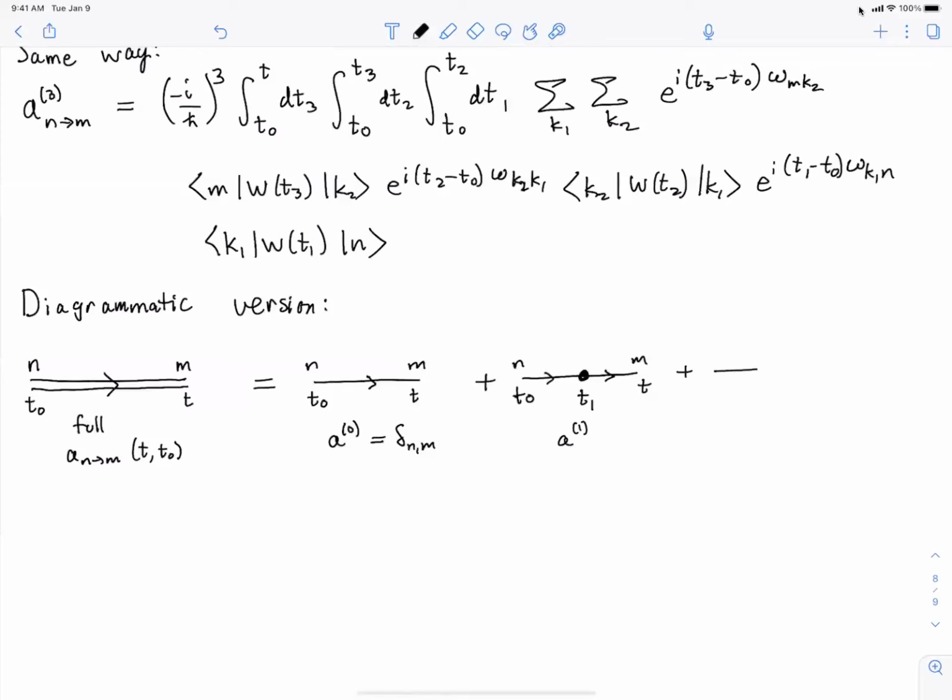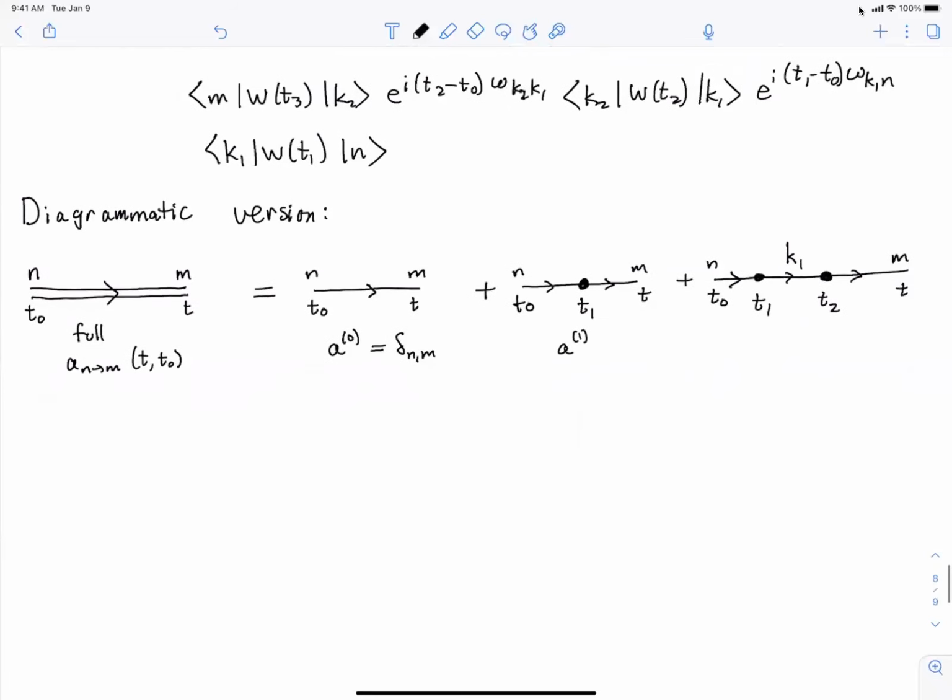And then at second order in perturbation theory, I ended up integrating over 2 times. So I'm going to label this one as T1, this one as T2. The beginning time is T0 still. This is N. This is M at time T. Okay, and I just put arrows to remind myself that I'm going forward in time. And then this arrow in the middle has a label that we're going to call K1. And in a moment, I'll give the general rule for translating these diagrams into numbers. But the third order in perturbation theory that we wrote down is going to have 3 dots on this line.